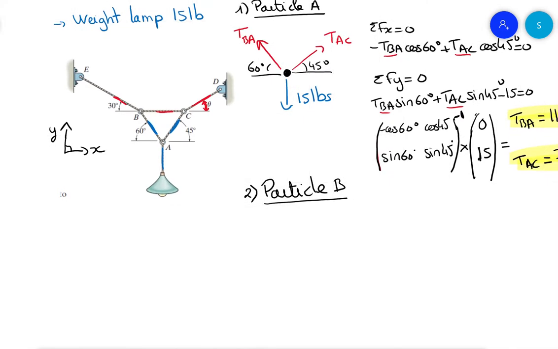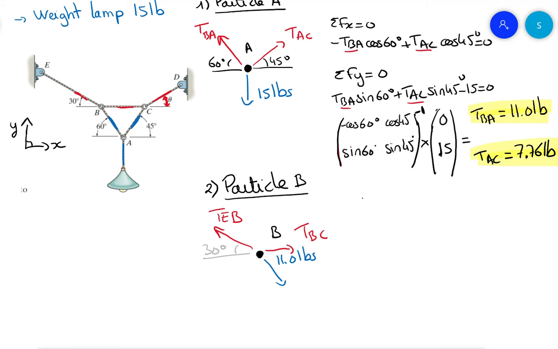Okay, so particle B, that was A, now that's B. We have TBA, that is equal to 11 pounds. And we have TBC and TEB. And this angle is 30 degrees. So for this one, we will be able to solve one unknown at a time because on Y, we don't have TBC. But we need to begin with the sum of the forces on Y.